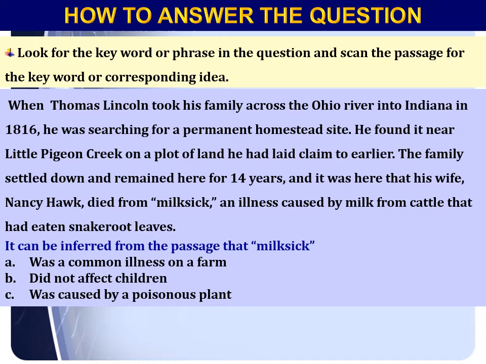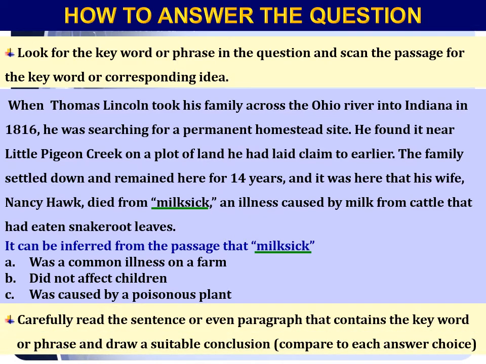Okay, so what can be inferred from the passage? That music, so A or B or C. First of all, refer back to the passage and you can find a sentence: milk sick, an illness caused by milk from cattle that had eaten snakeroot leaves. It does not say exactly, but you can infer from this that it was caused by the cattle, and the cattle ate snakeroot leaves, so snakeroot leaves were poisonous. So the answer should be C.